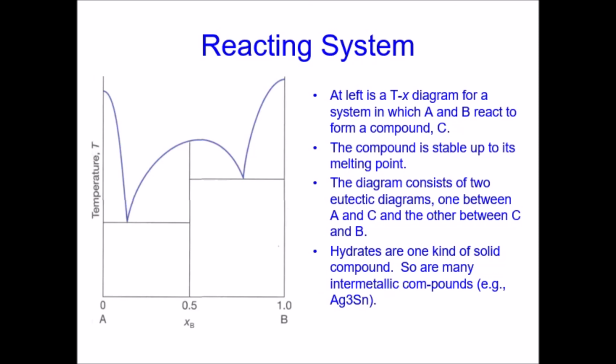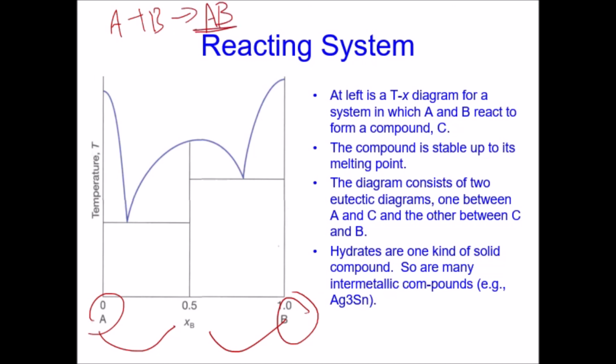Here shows a phase diagram for a reacting system. You may notice that this phase diagram contains two of the solid-liquid phase diagrams we saw in the last two slides. Indeed, this is because when A and B combine, they form a product, AB, or you can write it as C. Now this product is only stable up to its melting point. In other words, if the temperature is too high, it doesn't exist. It goes back to A and B. And so at high temperature, you only see the liquid phase, an A and B mixture.